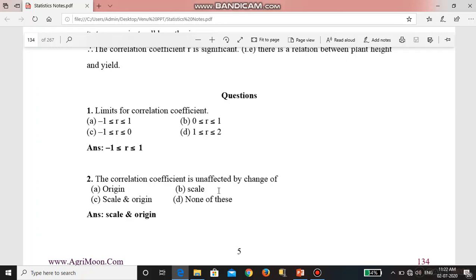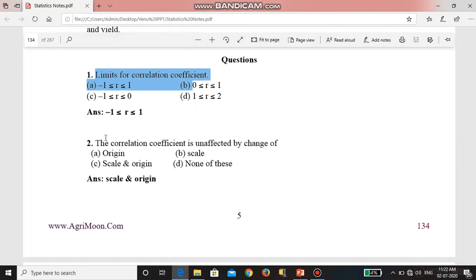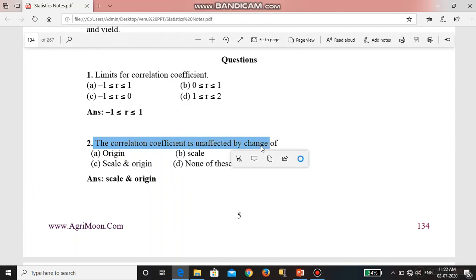Next we see some objective questions. The limit of the correlation coefficient: the answer is -1 to +1. Second, the correlation coefficient is unaffected by change of both origin and scale. The correlation coefficient value will not change by adding a number, subtracting a number, dividing by a number, or multiplying by a number; it will remain the same.